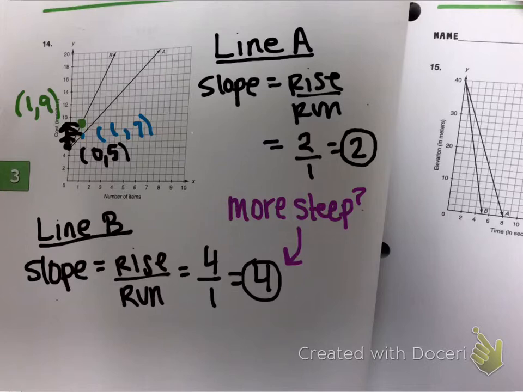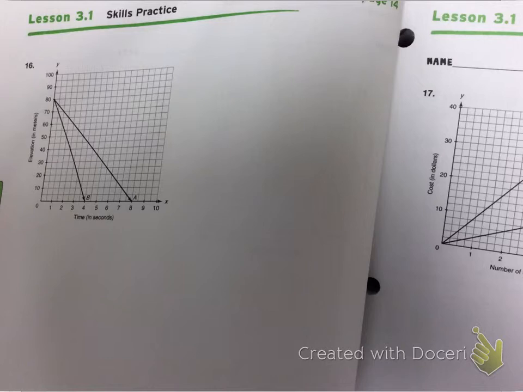Yes. Let's look at another one. Number 16. Which one's more steep? B. Here, do this. Write on your page which one you think is more steep, and we'll see if you're right or not. It's probably a trick question. Or pick A.